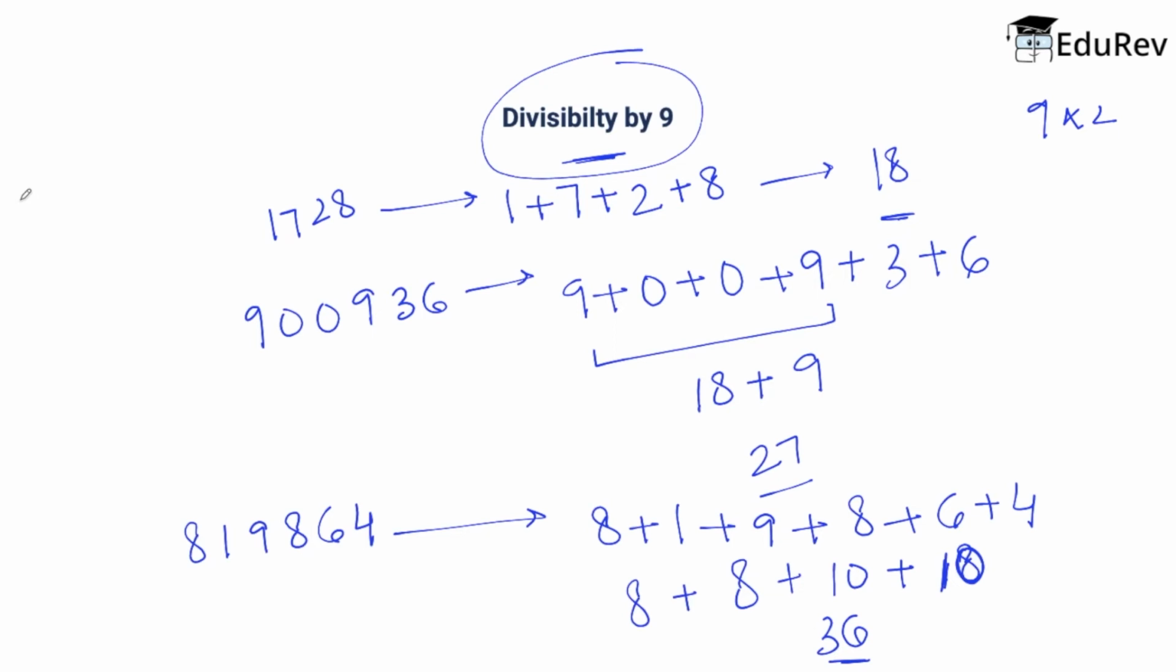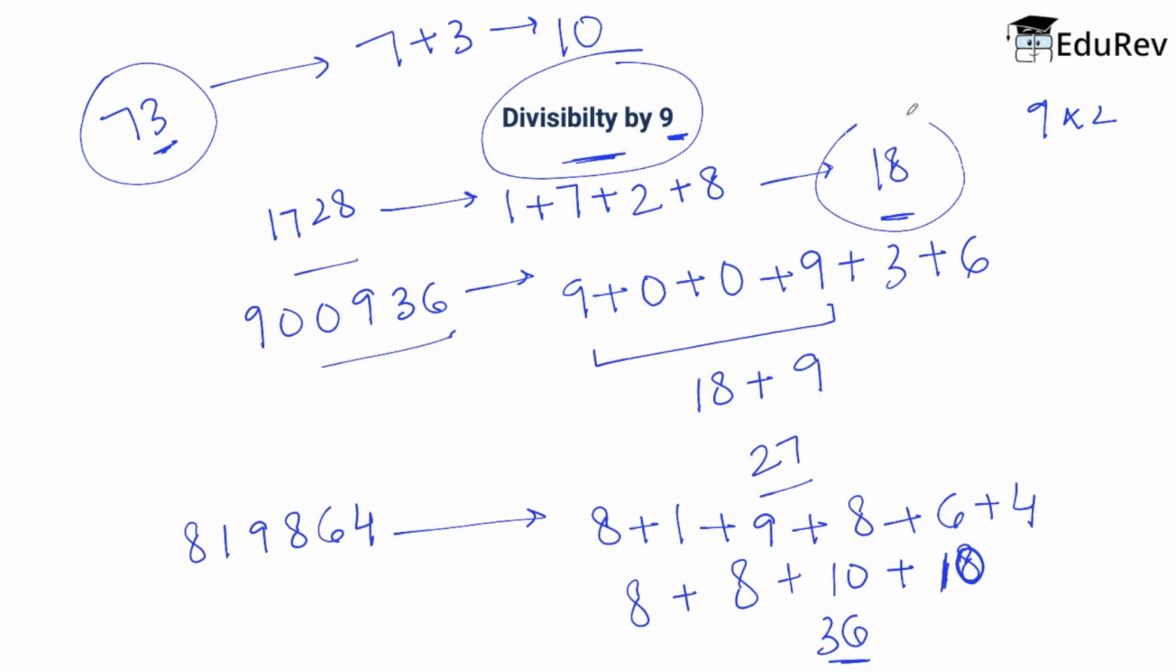So this is how we get to know when a number is divisible by 9 or when a number is not divisible by 9. Let's suppose that we have a number, let's say 73. If I want to find out whether 73 is divisible by 9 or not, I just have to add these two digits, that is 7 and 3. So we know that 7 plus 3 is 10, which is not divisible by 9. And similarly, if I want to find out whether any number is divisible by 9, I'm going to add the digits, and if the sum comes out to something that is divisible by 9, then the number is itself divisible by 9, otherwise it's not.